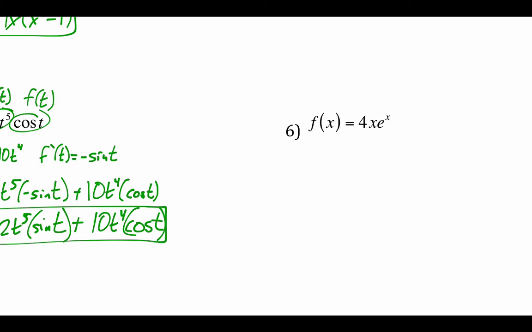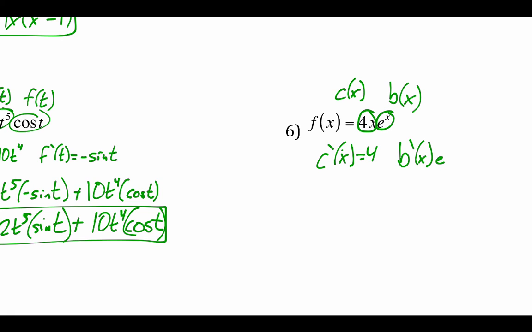Number 6, finally. This one, we've got two separate pieces here. One I would say is 4x, the other one I would say is e to the x. So let's just call them c of x and d of x. So c prime of x, of 4x, is just 4. And d prime of x would be e to the x. That was from the exponential property we learned last section.